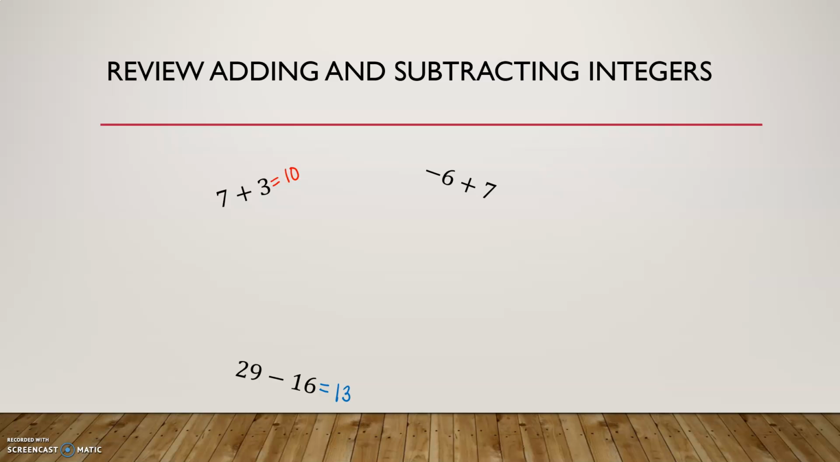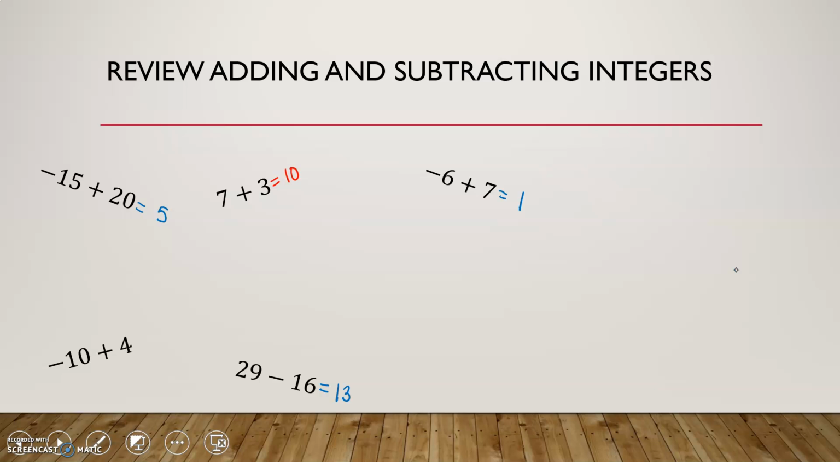Negative 6 plus 7. Different signs, a negative and a positive, so I'm going to subtract them. 7 minus 6 is 1. And then the sign of the bigger number is a plus, so it's going to be positive 1. Negative 15 plus 20. Different signs again, so we're going to subtract, and we're going to keep the sign of the bigger number, so it's going to stay positive.